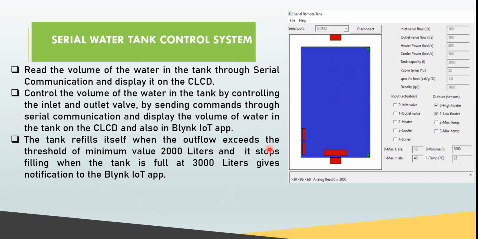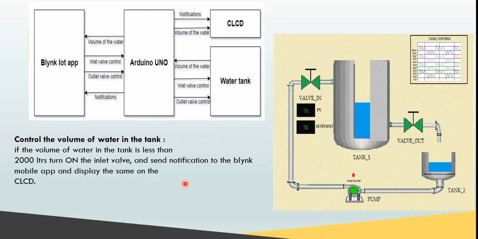The tank refills when the level falls below the minimum threshold of 2000 liters, and it stops filling when the tank is full at 3000 liters. A notification is given to the Blink IoT app. We get all the notifications in our Blink IoT app itself. This is the circuit diagram showing how it should be connected. The volume of the water tank is given to the Arduino IDE, which controls the inlet valve and outlet valve with the help of the Blink IoT app. The notifications and volume of the water are sent through the Blink IoT app and also displayed on the LCD display.